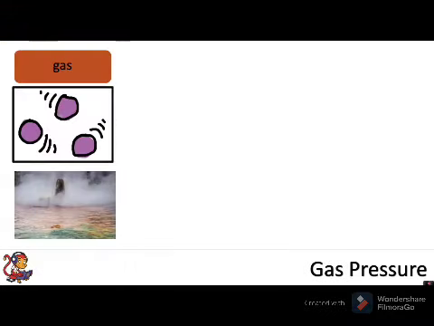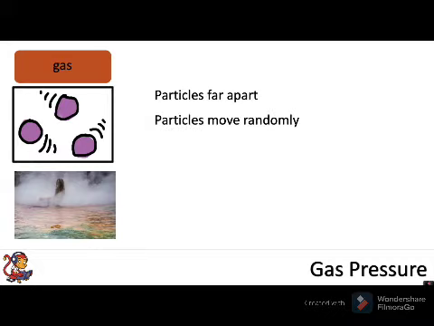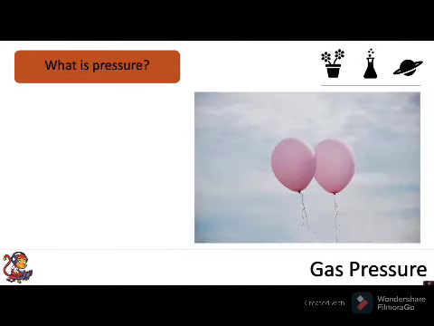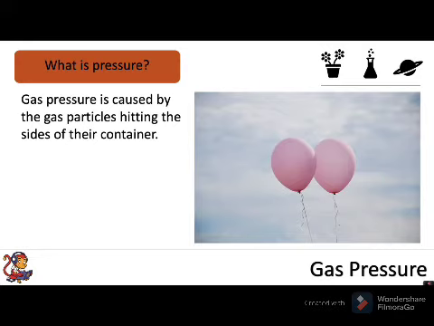If we remember the particle model for a gas, the particles are far apart, the particles move randomly, a gas has no definite shape, so it will fill a container, and there are very weak forces between the particles. So how does that link to pressure? Gas pressure is caused by the gas particles hitting the sides of their container.